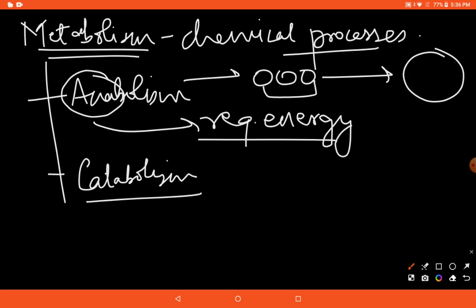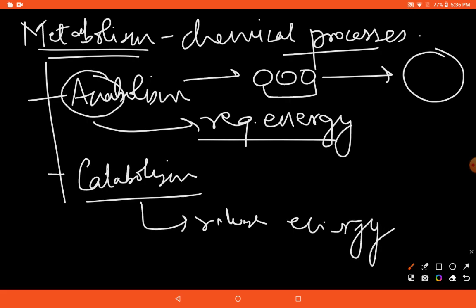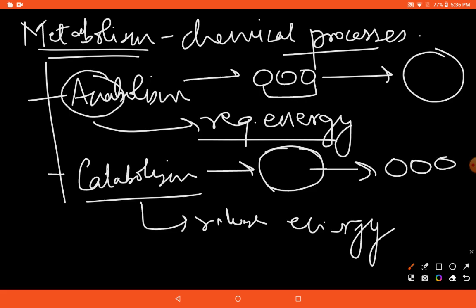Similarly, when I talk about catabolism, it will not require energy. It will release energy. So remember, when do we release energy? When a larger compound is breaking down into smaller compounds. In this case, it will release a lot of energy, and hence small compounds will be formed. Got it? So these are the two types of metabolism.